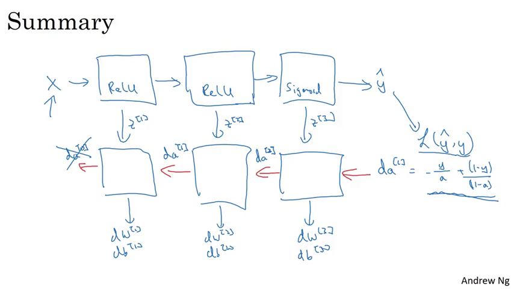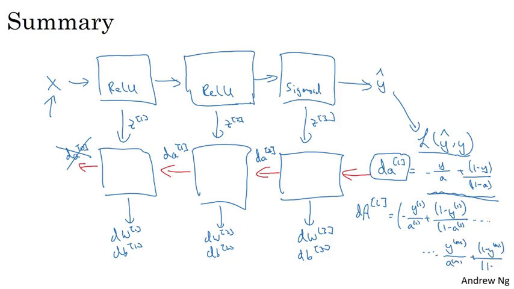And of course, if you were to have a vectorized implementation, then you initialize the backward recursion not with this, but with dA, capital A, for the layer L, which is going to be the same thing for the different examples: y over A for the first training example plus 1 minus y over 1 minus A for the first training example, dot, dot, dot, down to the mth training example, 1 minus A of m. So that's how you implement the vectorized version. That's how you initialize the vectorized version of backpropagation.